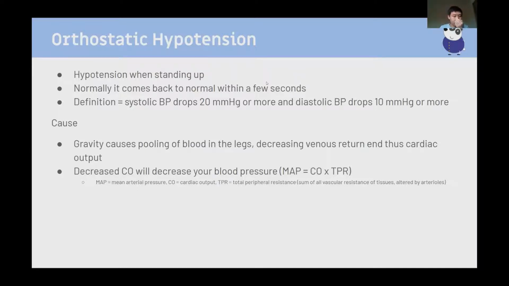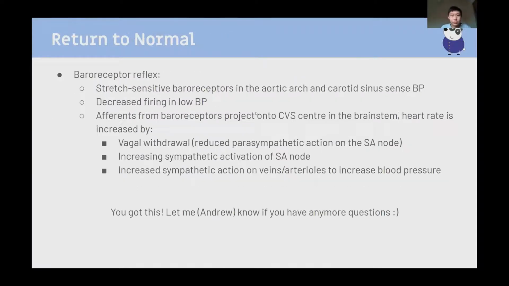Okay, shall we move on? So normally how your body returns to normal is something called the baroreceptor reflex. So you might have heard of baroreceptors, but they're basically stretch sensitive receptors in your aortic arch and your carotid sinuses, and they can sense your blood pressure through how much your arteries are stretching, hence stretch sensitive.